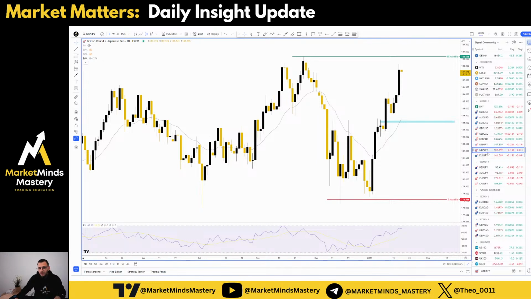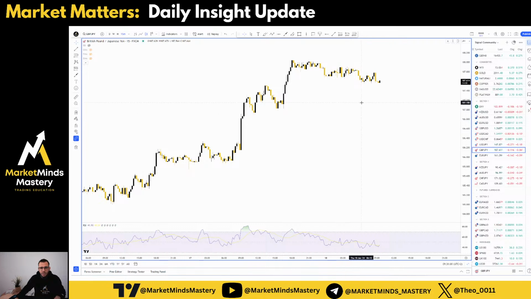Great British Pound against the Japanese yen. Price again still makes higher highs and higher lows, there is room for the price to move until this one. And today on the 15-minute chart, I will be looking to go long, not short.